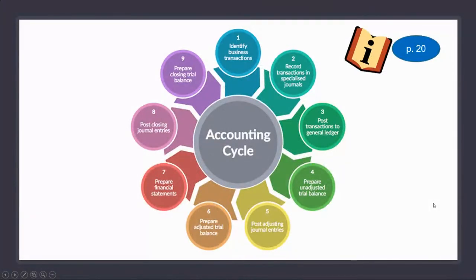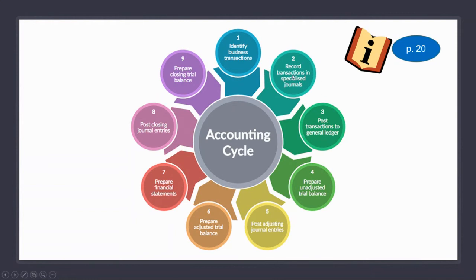Okay, so let's quickly talk about the accounting cycle. The accounting cycle is basically the steps we perform as an accountant on a monthly, quarterly, annual basis. Now, as a bookkeeper, you generally perform most of these items on a monthly basis. So step one, identify the business transactions. This is where the source document is used. We identify the transactions based on our source document.